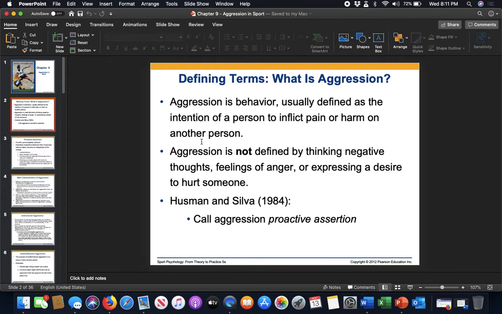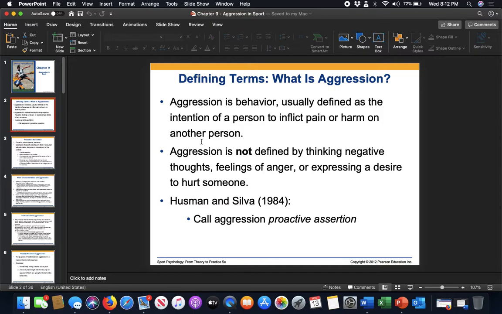So really, what is aggression? At this point, aggression is a behavior. It is not an emotion, and it's the intention of a person to inflict pain or harm on another person. So basically, it's the act of. Unlike the next part, where it says it's not about negative thoughts, feelings of anger, or a desire to hurt somebody. It's actually the physical harm that is placed on a person, so you can see the differences between the two. Physical act versus emotional expression is a good way to put it.